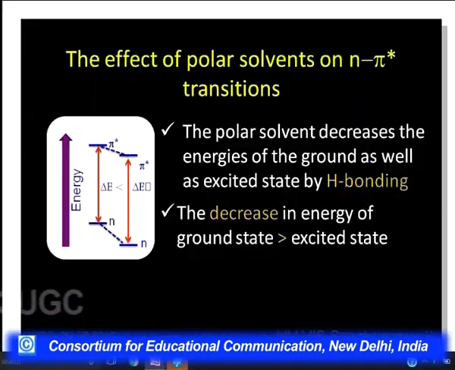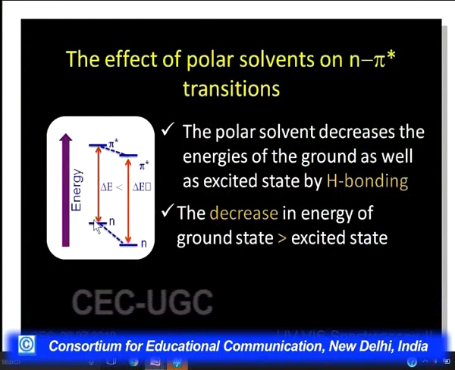Let's see what happens if it is an n to pi star transition. In the case of n to pi star transition, the polar solvent decreases the energies of the ground as well as the excited state, and the cause happens to be hydrogen bonding. It is just the reverse of what we observed in the case of the effect on pi to pi star transition. What we see is that the decrease in energy of the ground state is now more than that of the excited state. In the previous case, the excited state was stabilized more than the ground state. It is just the reverse of it.